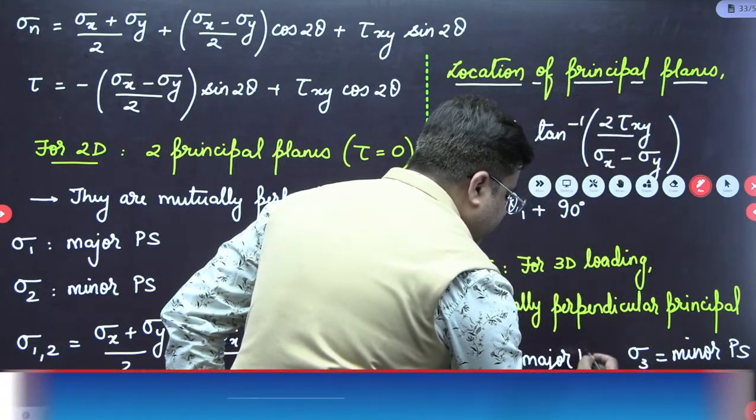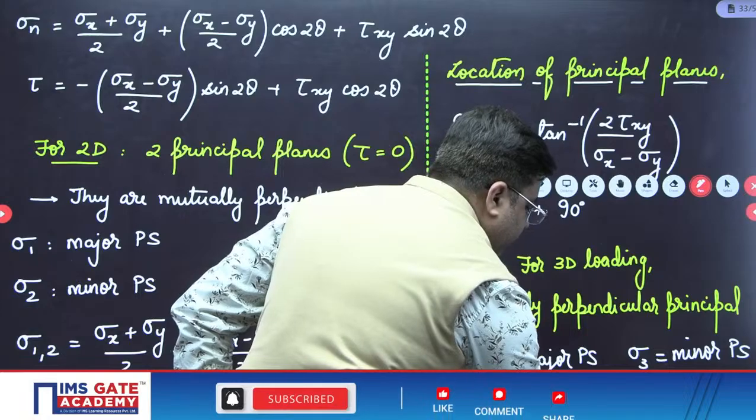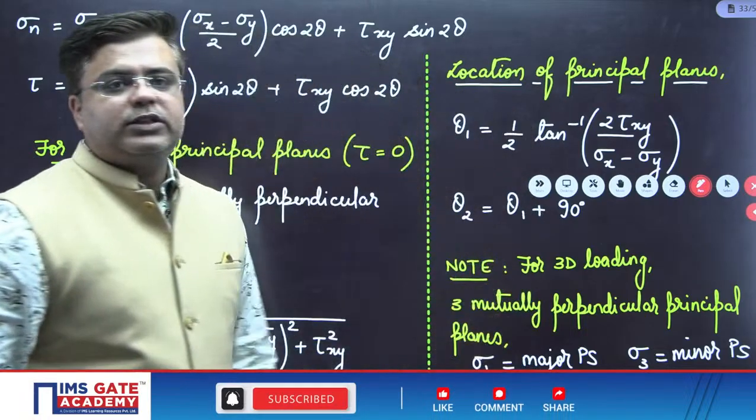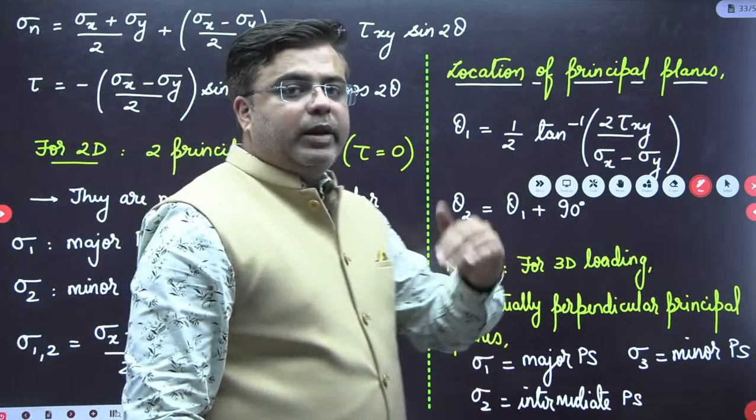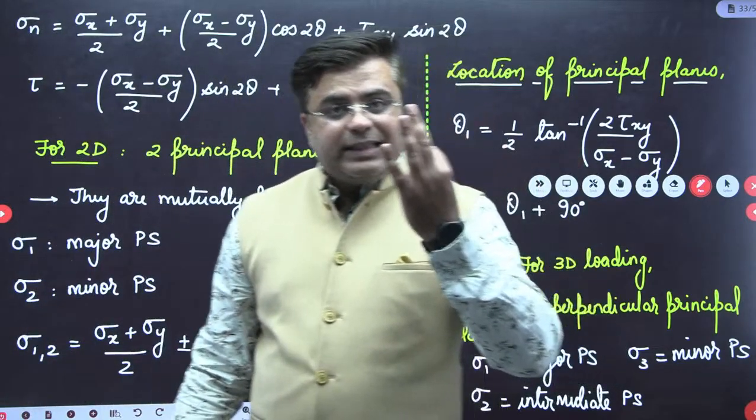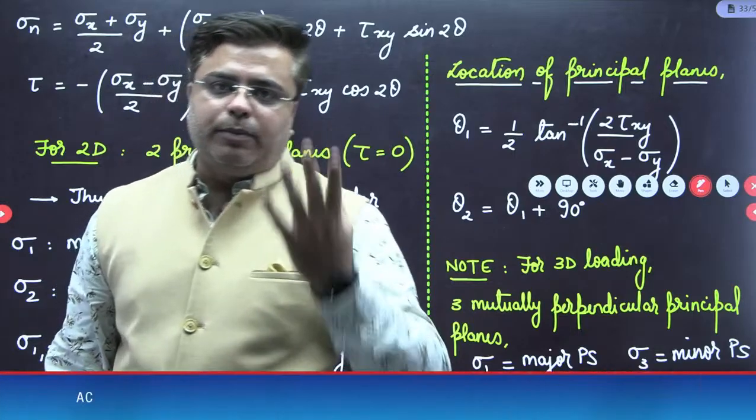Calculation of sigma 1, sigma 2 and sigma 3 is not part of your syllabus, but this much information is sufficient, right? So if any such question comes that for 3D loading, how many principal planes will be there? There will be three mutually perpendicular principal planes, right?